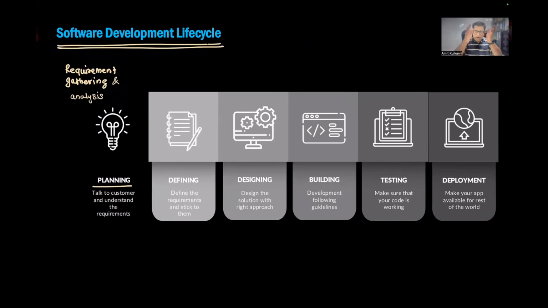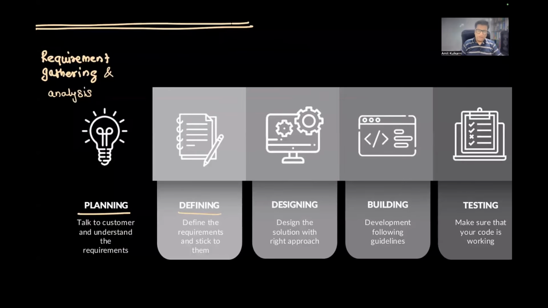The next stage, once you have all the requirements gathered, is defining them. Defining means you put them on a piece of paper, or in a document, and show it to your client, and both you and your client agree on what expectations you can set for this entire project. This leads to the creation of a document called SRS, the Software Requirement Specification document.